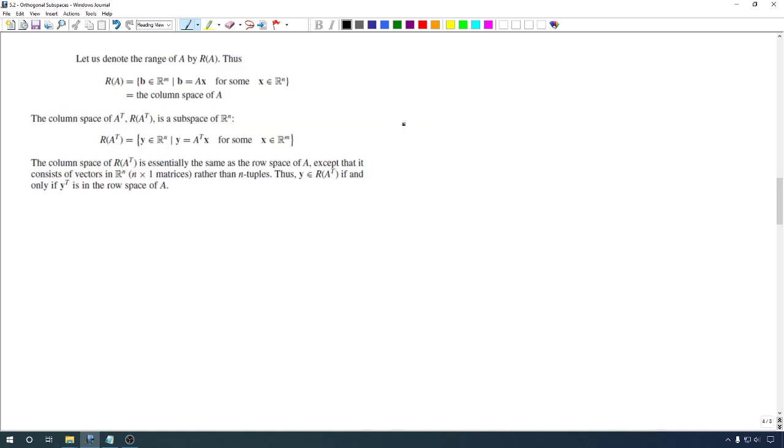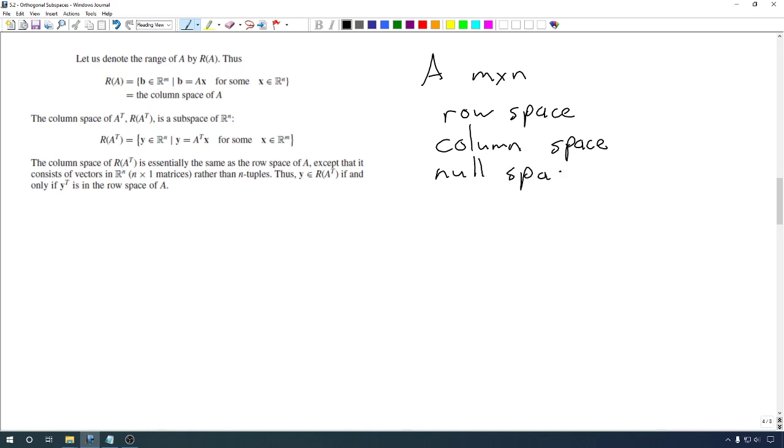We would like to get a lot of examples of spaces that are actually orthogonal to each other. And for that, we are going to go back to talking about matrices. So here we're going to have A being an m by n matrix. We remember that we have subspaces associated with A. We have the row space, we have the column space, and we have the null space. And we've only given a notation for one of these. The null space has a notation N of A.